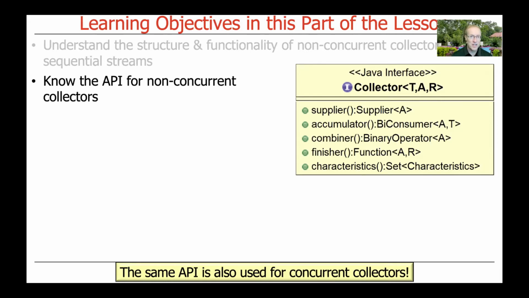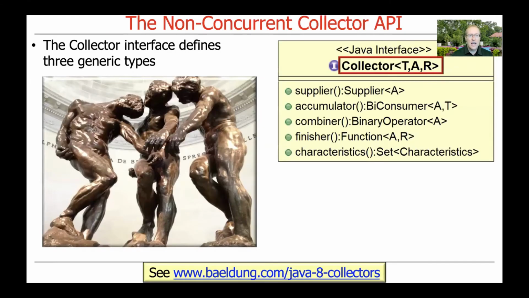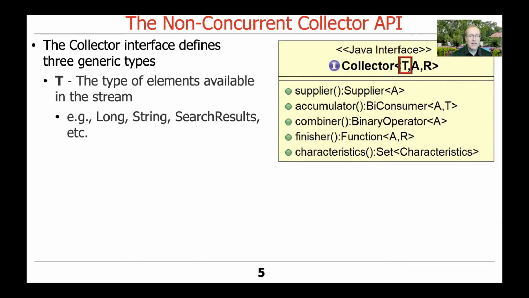In one case, you designate it as being a concurrent collector, and in the other case, you designate it as being a non-concurrent collector. The collector interface defines three generic types. So if you take a look at the Java interface for collector, you'll see that it defines three parameters, T, A, and R, which actually have very well-defined meanings. T is the type of the element that's available in the stream.